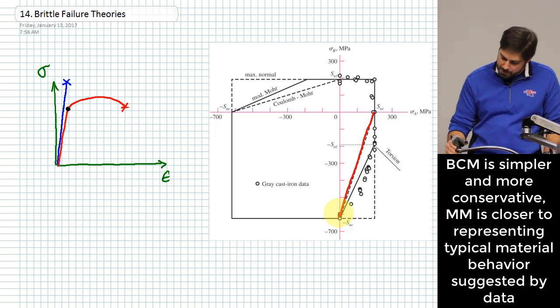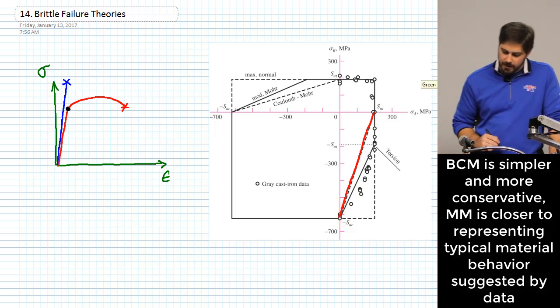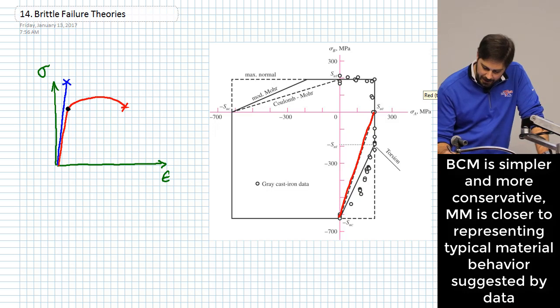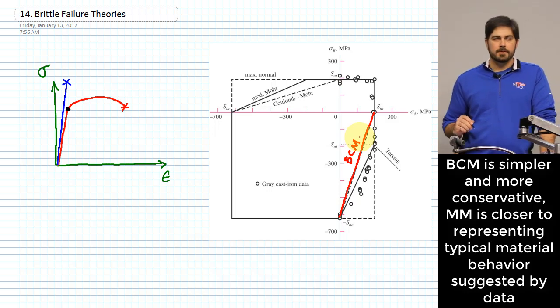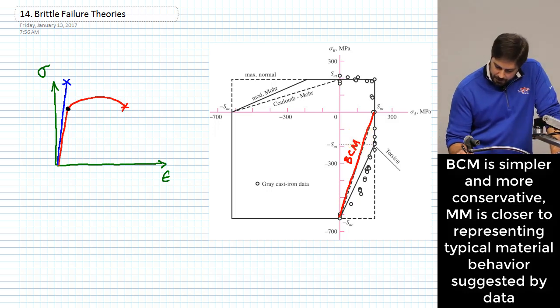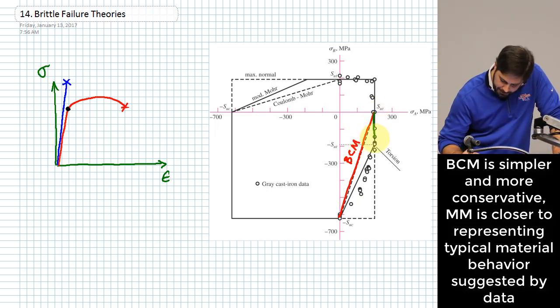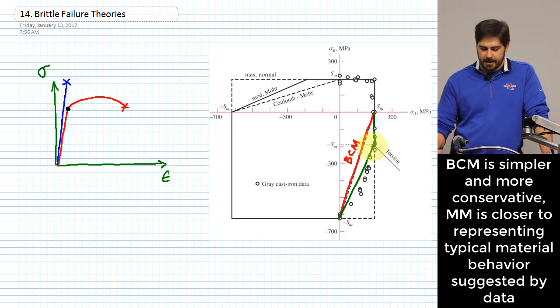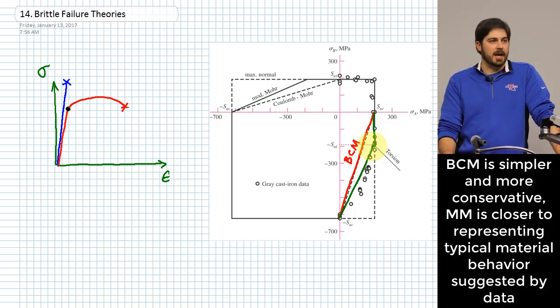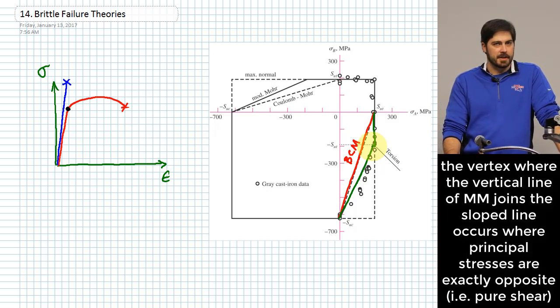And so there's another option that we can go with. By the way, the red curve right there, that one is called the Brittle Coulomb Mohr criteria. The other one that we have over here is called the Modified Mohr criteria. And the general shape of that criteria is still two straight lines in that region, right? In the fourth quadrant down there, it is still two straight lines.